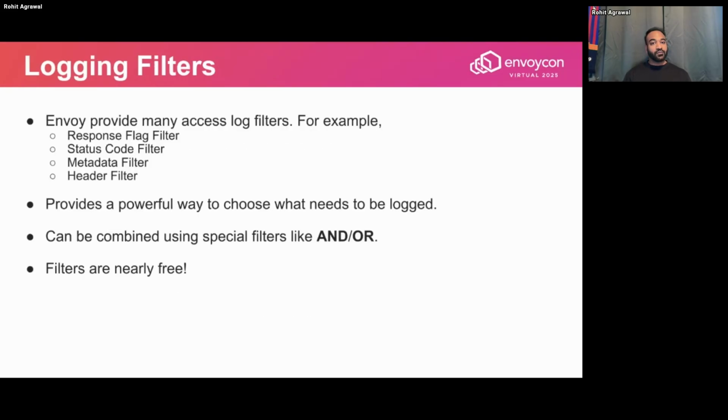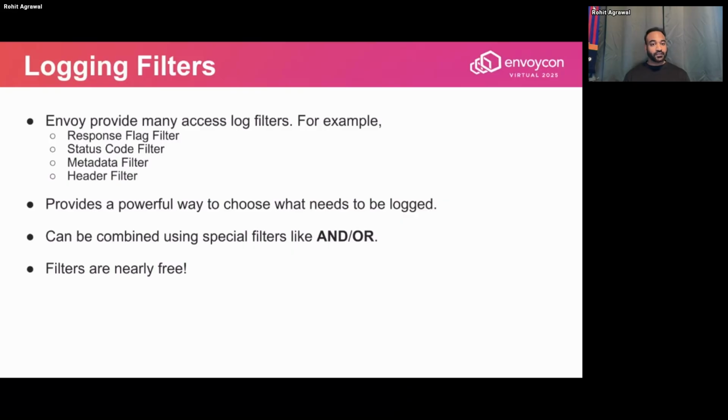Now let's talk a little bit about logging filters and how they can help us save cost and also reduce the footprint. Envoy does provide a lot of access log filters. For example, we have response flag filters, status code filter, metadata filter, header filter. They're very powerful. They help us make a decision on whether we need to log an incoming request or not. They can be combined using special filters like AND and OR filters.